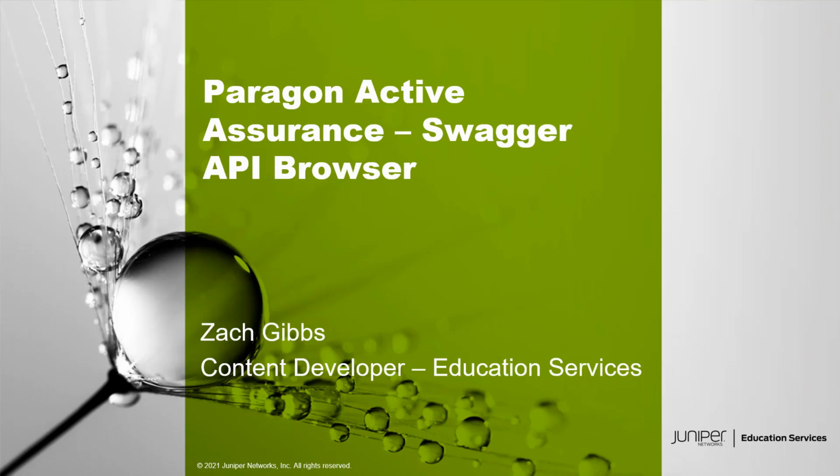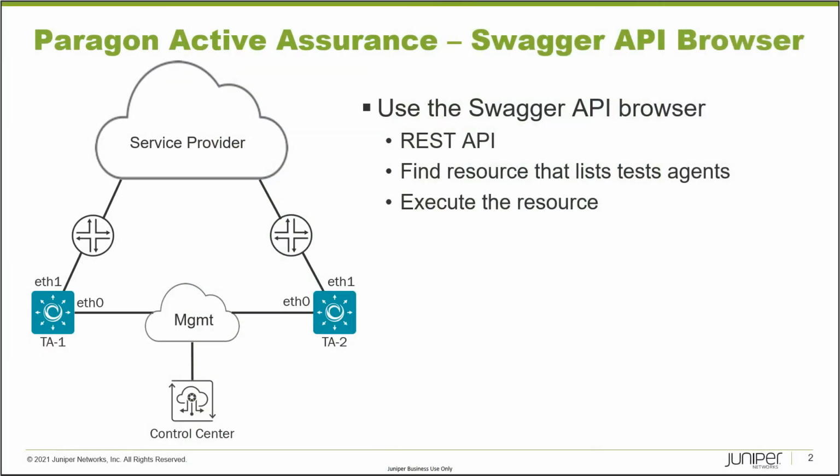And today we will be going through the Paragon Active Assurance Swagger API Browser Learning Byte. All right, so here is our example, and here we have a topology where we have two test agents connecting into one control center. And they are doing that through their ETH0 interface, and then with their ETH1 interface, they are connecting into the service provider network.